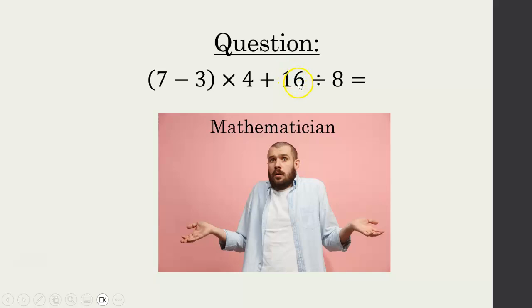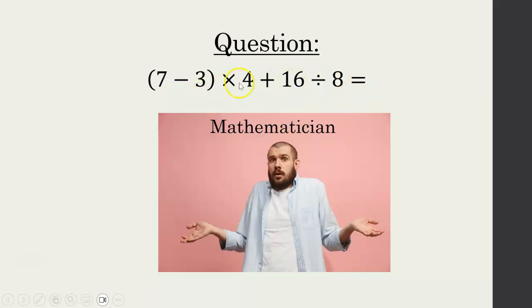Would you say 16 divided by 8? Would you do that first? Or would you add 4 plus 16, so that would be 20, and then divide that by 8? Or would you do the 7 minus 3 and then multiply that by 4? What would you do? Mathematicians were a little bit stuck with these kinds of questions.